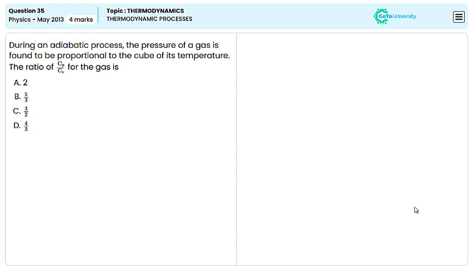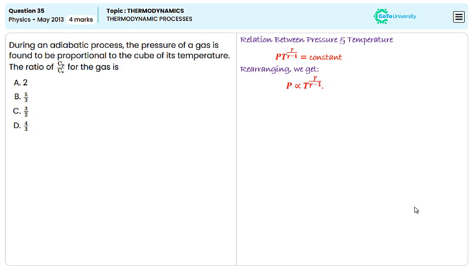For an adiabatic process, the relation between pressure and temperature is derived from the ideal gas law and the adiabatic equation given by P T to the power gamma by gamma minus 1 is equal to constant. Rearranging this, we get P is proportional to T to the power gamma by gamma minus 1, where gamma is nothing but Cp by Cv, and it is a ratio of specific heats.